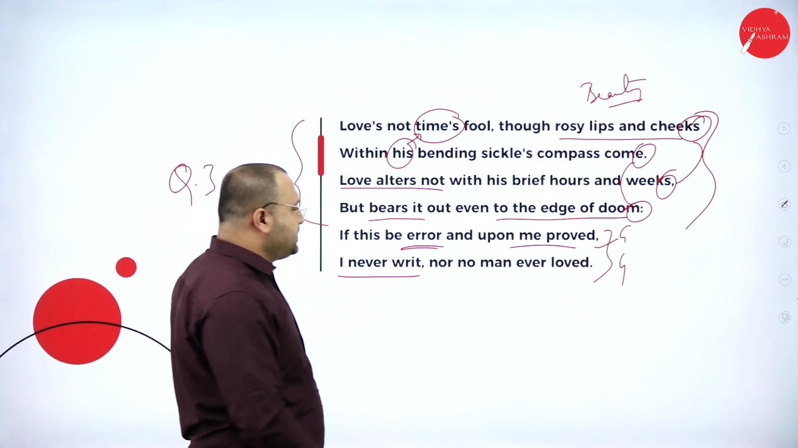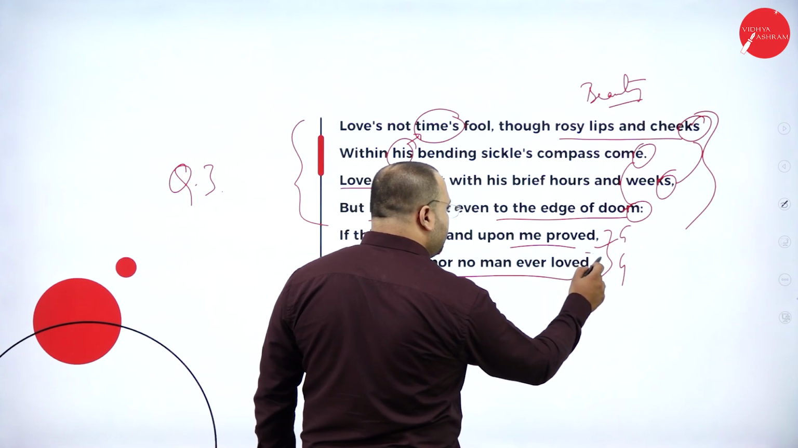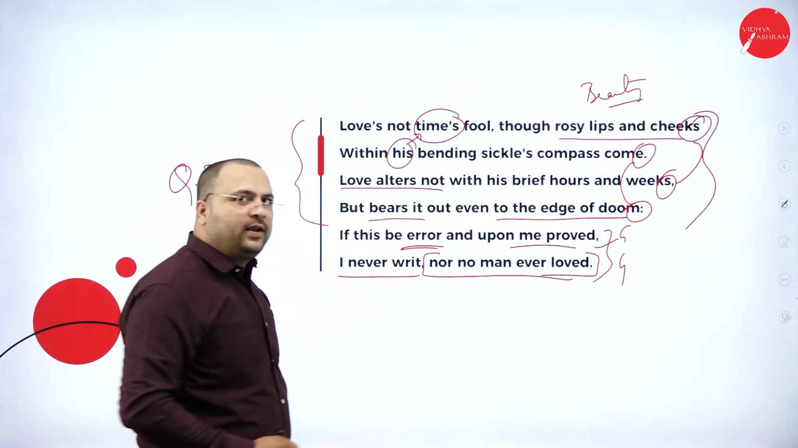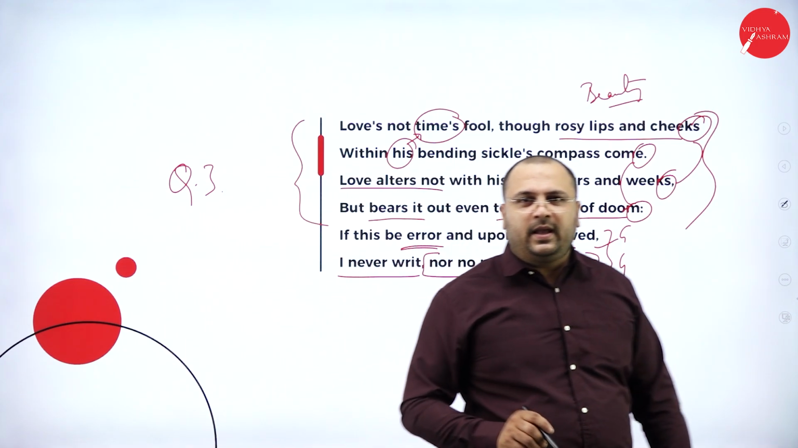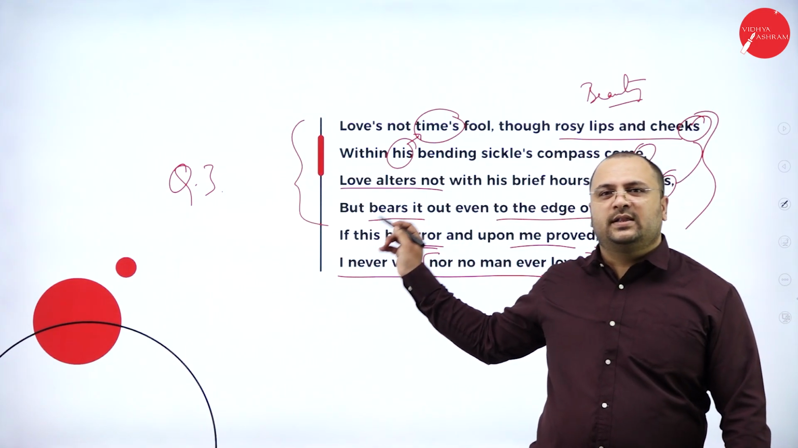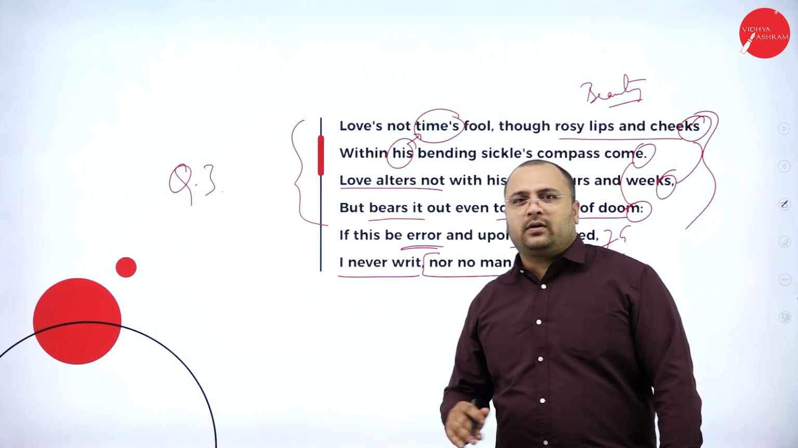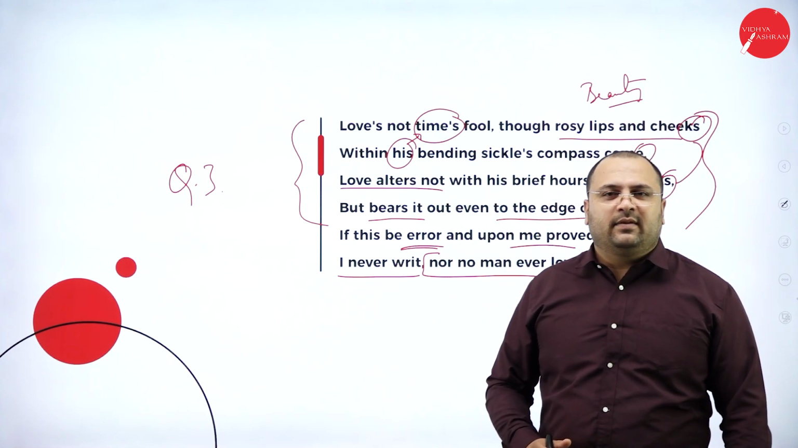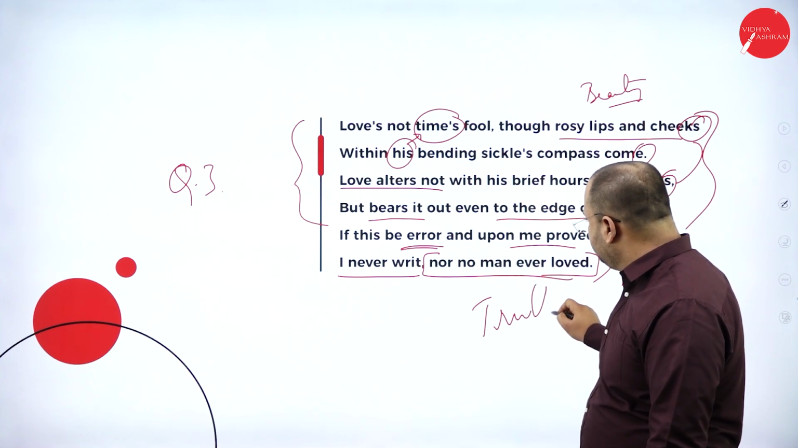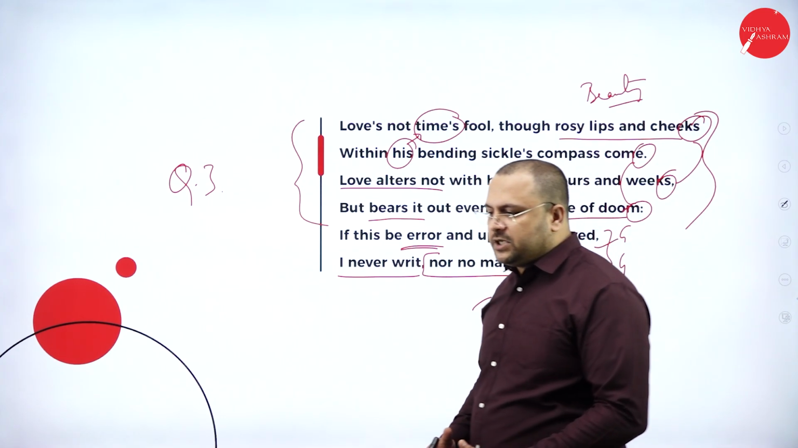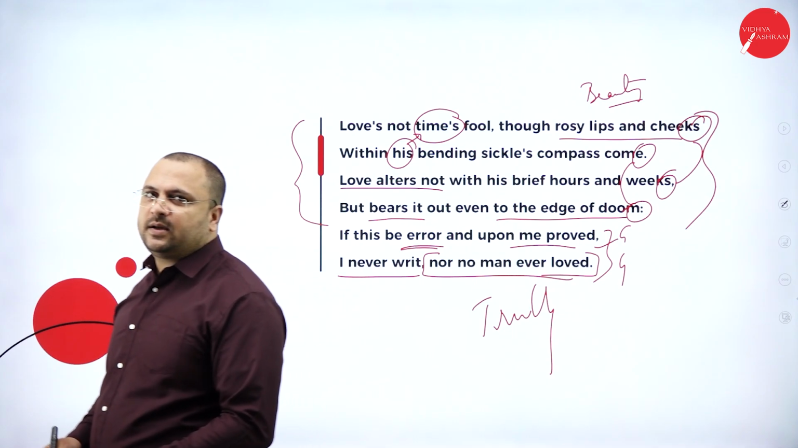And also he says something very important. "Nor no man ever loved." If all the things which I have said are proved wrong, that means till this date, no man or any human being has ever loved truly. So this is what William Shakespeare talks about in his 116th poem.